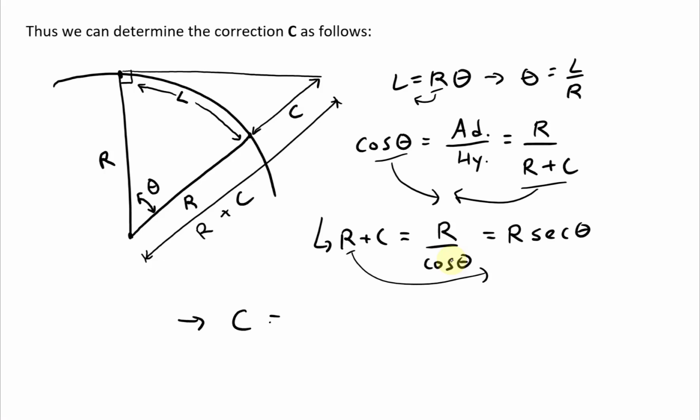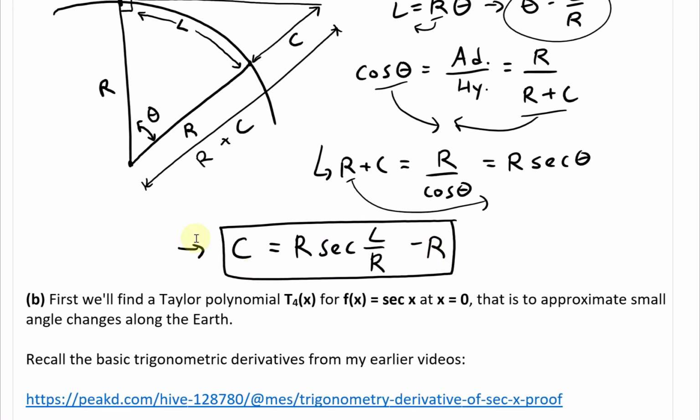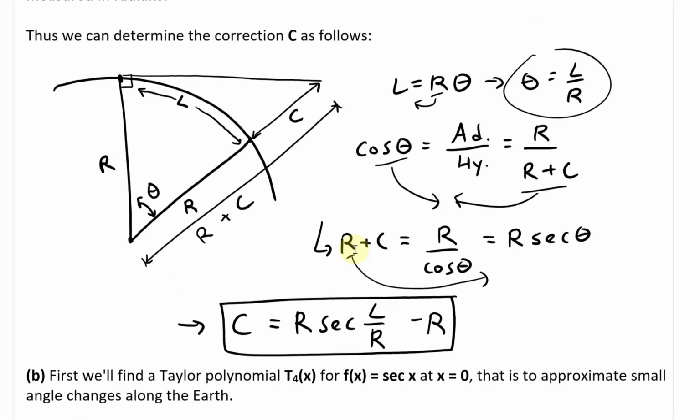Thus, C is equal to r secant theta, minus r. Well, we know theta is this part right here, so theta is L over r. So this equals r secant of L over r, and then just minus r over there. It's just this part there when we subtract that r. So we just derived this one. That's exactly what we were asked to do.